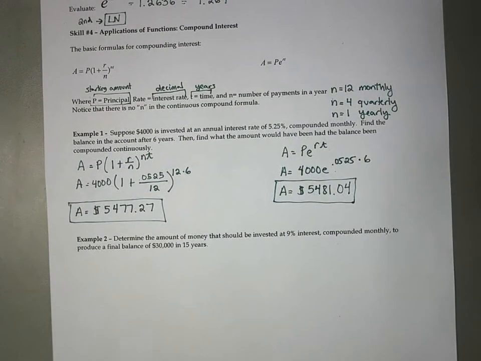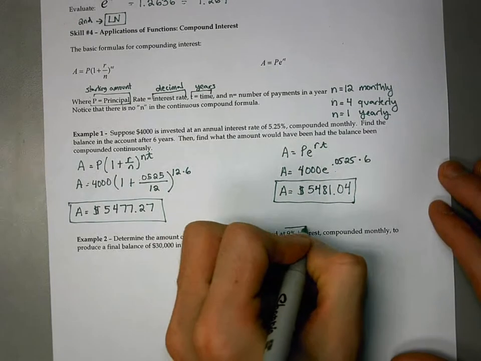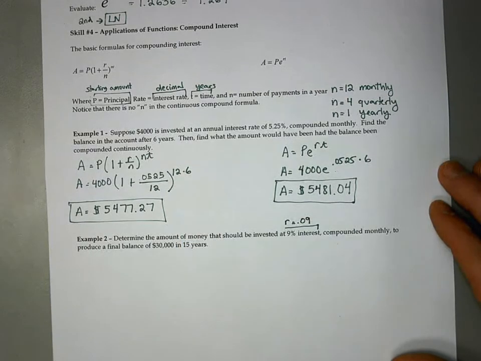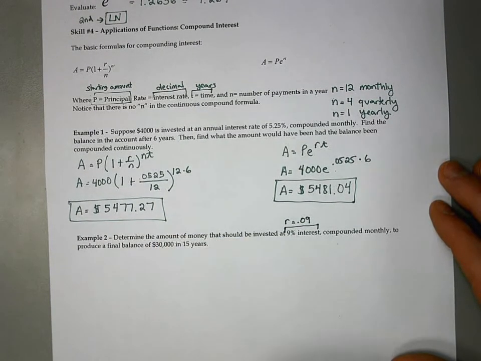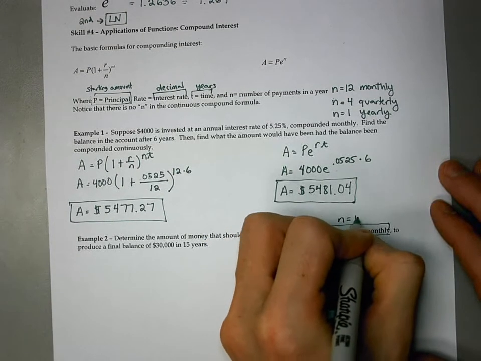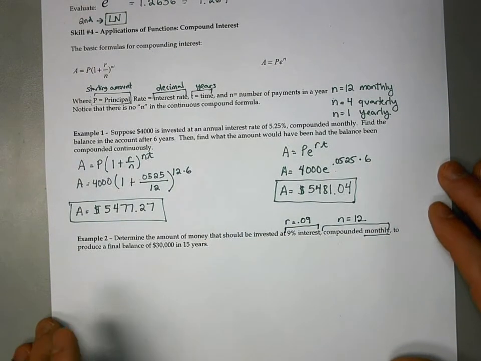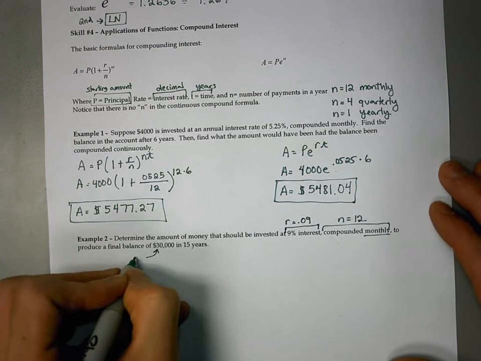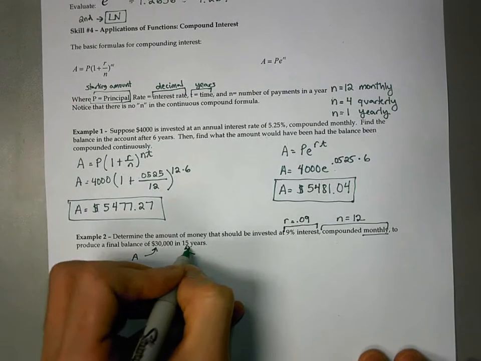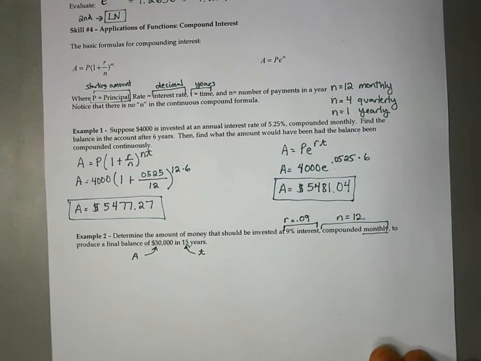The last problem then asks for us to find the starting amount. So we're given the final amount and we're working backwards. We have 9% interest, which means my rate is going to be 0.09, converting that to a decimal, compounded monthly means that n is going to be equal to 12. And I know this 30,000 is my final amount, and 15 is going to be the t.